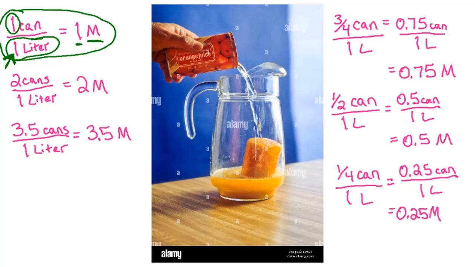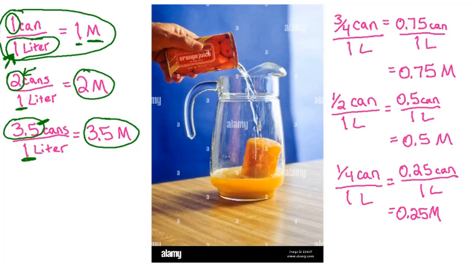So if we go down to the second problem, if we have 2 cans of frozen orange juice concentrate in 1 liter of water, that means we have a molarity of 2 because there's 2 cans in 1 liter of water. If we have 3.5 cans of frozen orange juice concentrate and we put that in 1 liter of water, then we have a molarity of 3.5 because that's the amount of cans of frozen orange juice concentrate in 1 liter of water.